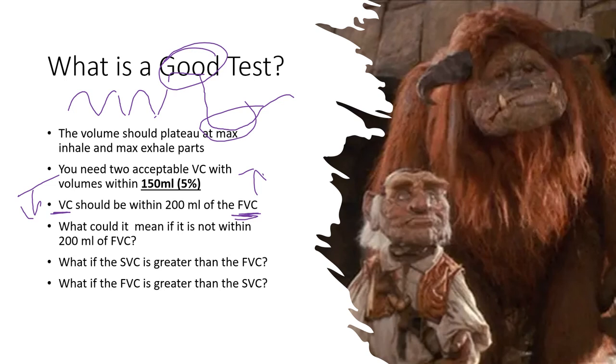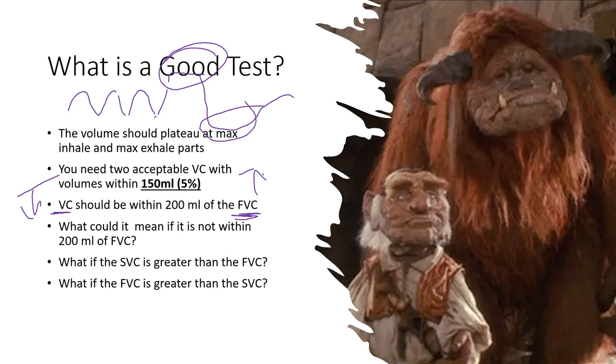If the forced vital capacity, where we have them exhale fast, same procedure, but exhale fast, is more than 200 mLs larger than the slow vital capacity, then we're going to have them go and repeat the slow vital capacity, because it means their effort on the slow vital capacity was poor. What does it mean if it is not within 200 mLs of the FVC? Sometimes, what if the slow vital capacity is higher than the forced vital capacity? Well, that can happen if they have an airway obstruction or airway collapse or premature closure, like I drew previously, right?